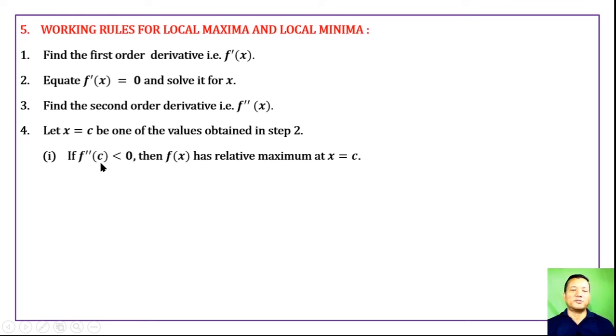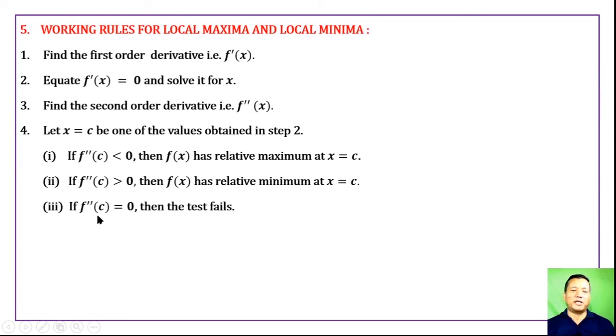If f double dash of c is less than 0, then f of x has a relative maximum at x equal to c. If f double dash of c is greater than 0, then f of x has a relative minimum at x equal to c. If f double dash of c equal to 0, then the test fails.